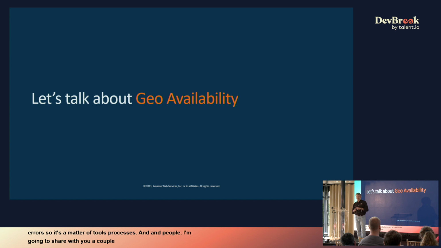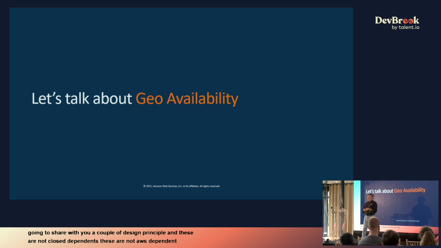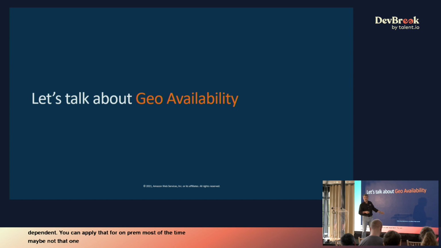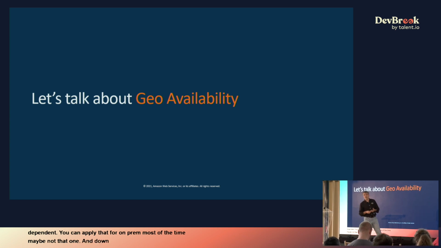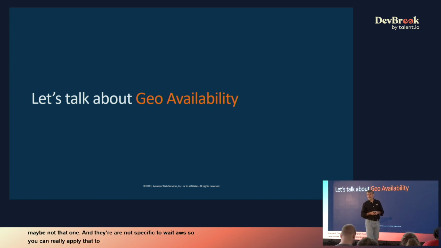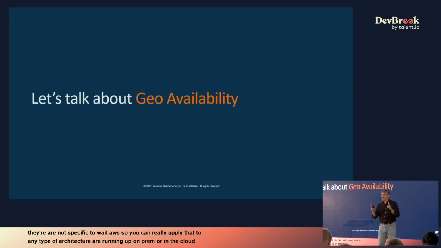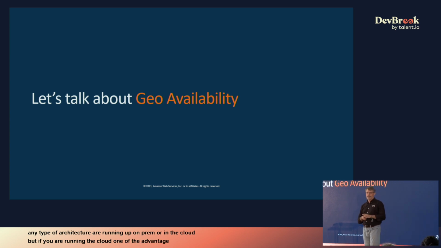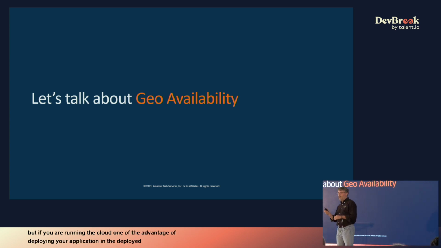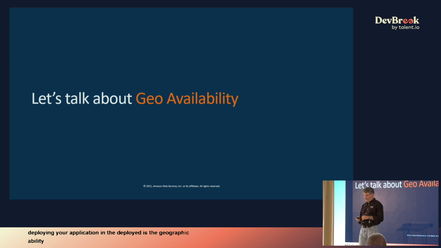I'm going to share with you a couple of design principles. And these are not cloud dependent. These are not AWS dependent. You can apply them on-prem most of the time, maybe not that one. They are not specific to AWS, so you can really apply them to any type of architecture running on-prem or in the cloud. But if you are running in the cloud, one of the advantages of deploying your application in the cloud is the geographic availability of the cloud.